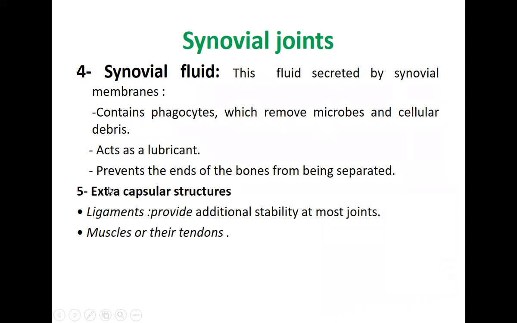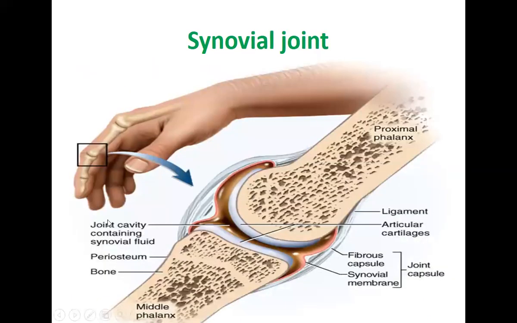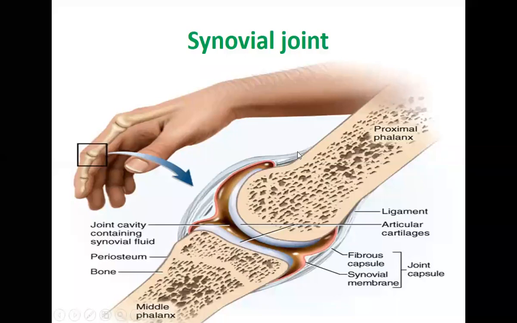Then the fifth thing with which you can identify the synovial joint is the extracapsular structures. Extra means outside the capsular structure. What are those? One is ligaments, and the other is muscles. Ligaments provide additional support at most joints, and muscles or tendons are also present. If you see here, this is the ligament outside, which is keeping the two bones together. Outside this there will be muscles. Muscles are not shown in this picture. Outside this there will be muscles crossing the joint, which help in movement.